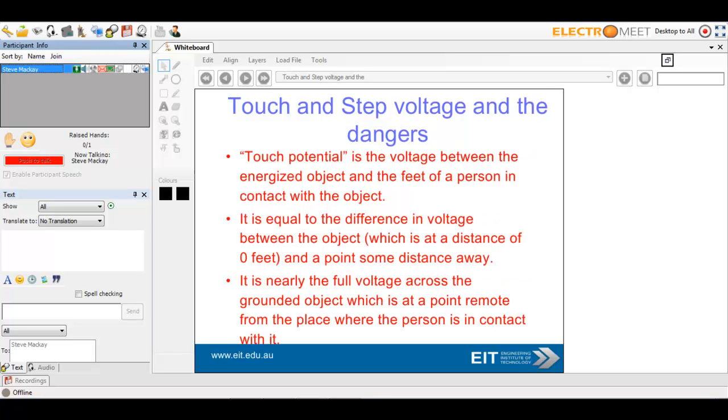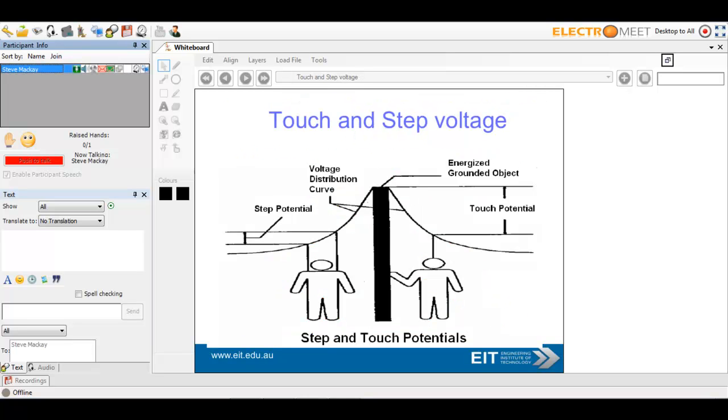Touch and step voltage, very important to understand the difference. A touch potential is a voltage between an energized object and the feet of the person in contact with the object. So it's a voltage difference between the object and a point some distance away. Here's an example of touch potential. You can see he's touching something, so that's the voltage across there. And step potential is the voltage between the body.